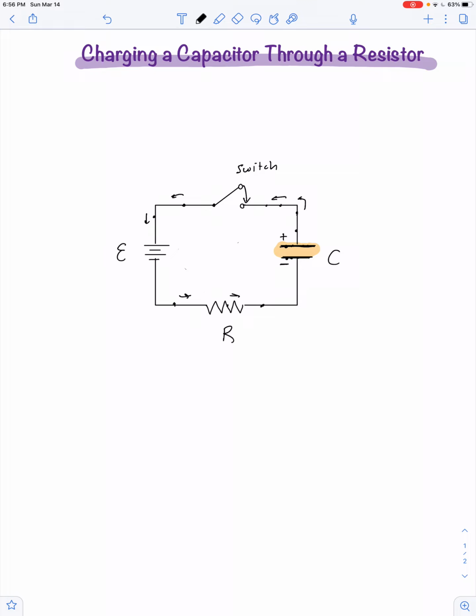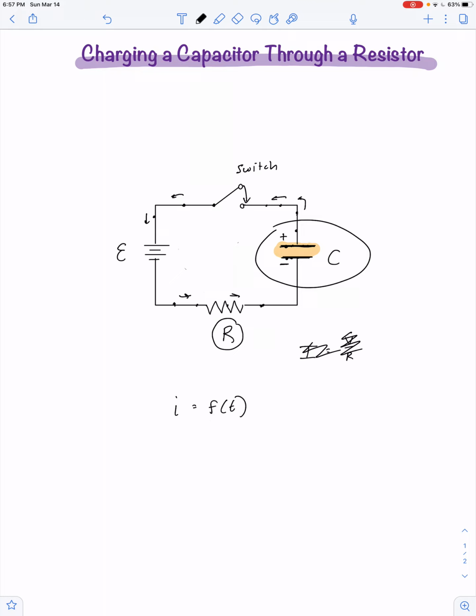Well, it's going to take some time for this process to take place for the capacitor to become fully charged, because the current can only be so great based on the amount of resistance, right? Ohm's law tells us that the amount of current is equal to voltage divided by resistance. However, the voltage across the resistor is not constant. So what we want to come up with is an equation for how the current in the circuit is a function of time.